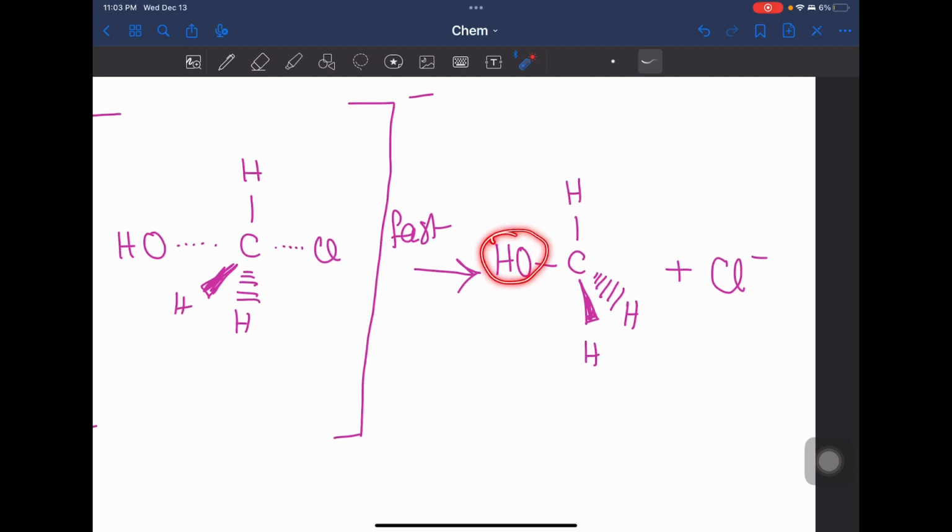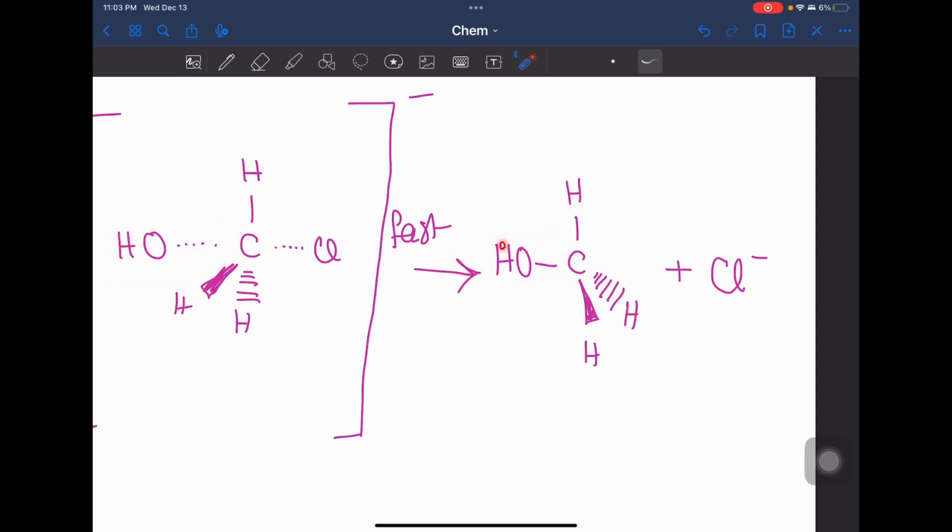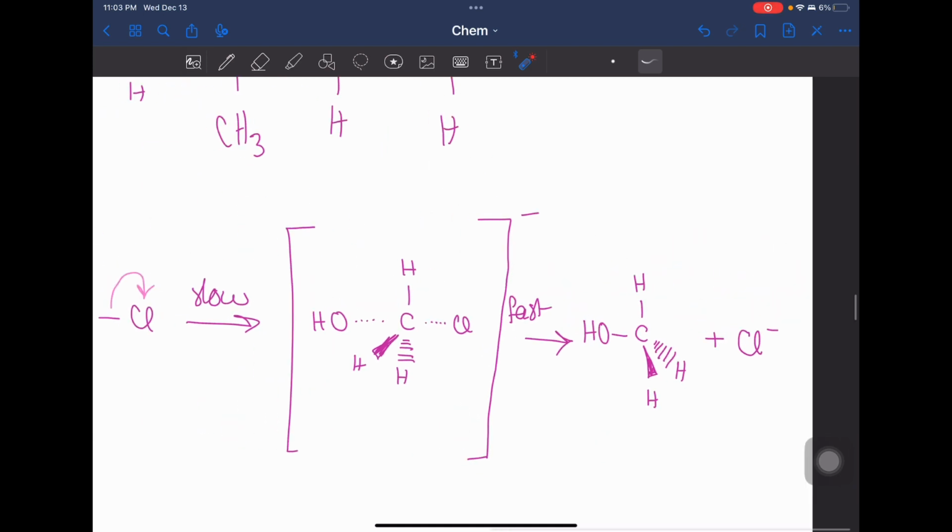Now the OH is going to bind from the left-hand side. Also remember, it's area specific. So you're only going to bind here. You're not going to bind here. No, you can't bind there. You have to bind from the left-hand side. And everything else is going to remain the same, but these H's are going to be a little inverted. And we're going to have our chlorine ion.